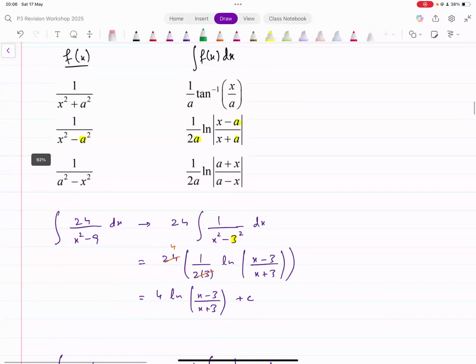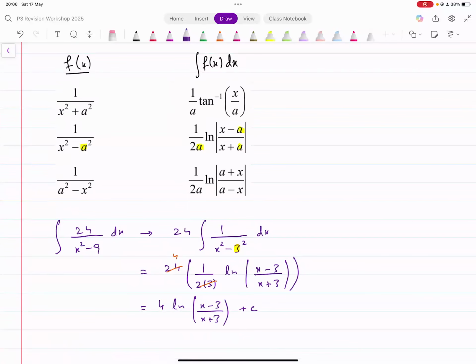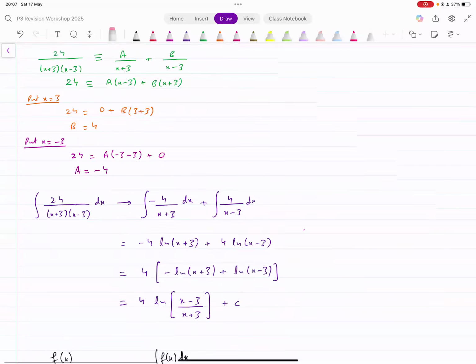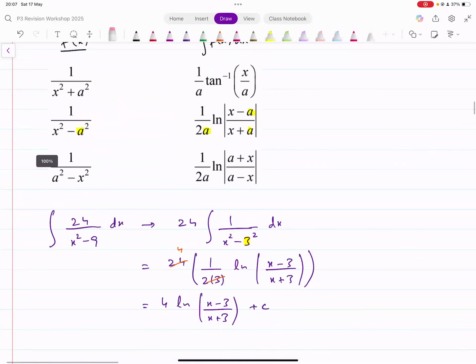So we can say that these are 2 special cases of partial fractions that we directly know the formulas for. If you have 24 over x squared minus 9, you could write that as 24 outside, times the integration of 1 over x squared minus 3 squared. A is 3, so it becomes 1 over 2 times 3 into ln of x minus 3 divided by x plus 3. That's what the integration becomes. That's what we got after so much working earlier using partial fractions. Since it's given in the formula sheet directly, we just use that and get the result.